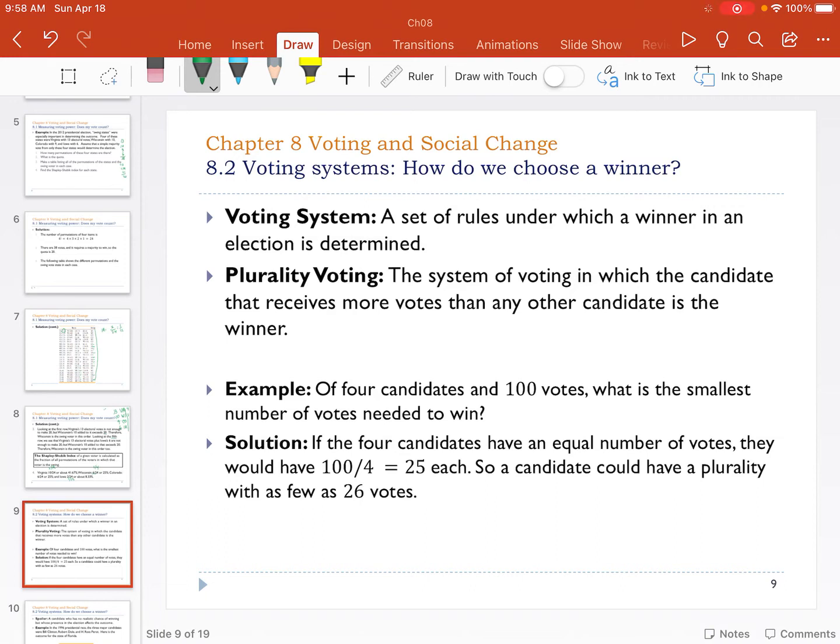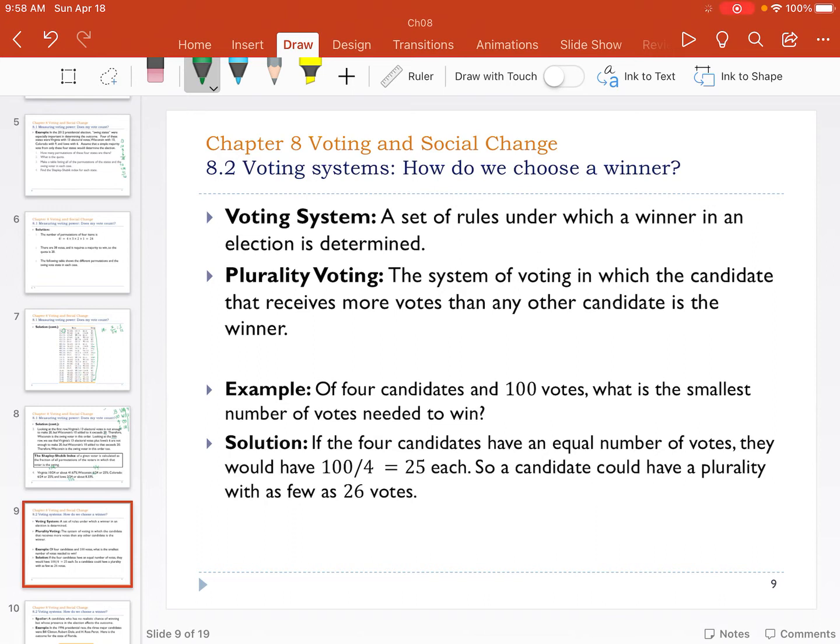As we go to section 8.2, this is voting systems. How do we choose a winner? Well, there's all kinds of ways of choosing winners in these things, and this is a longer section, so I'll spend more time on it. So we have this thing called a voting system, a set of rules under which a winner in an election is determined. And plurality voting does not need a majority.